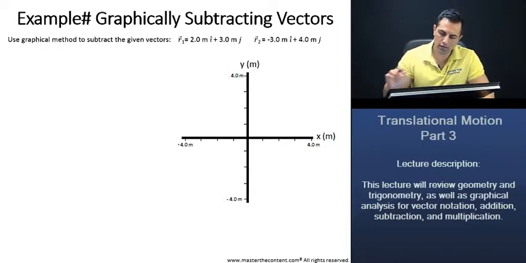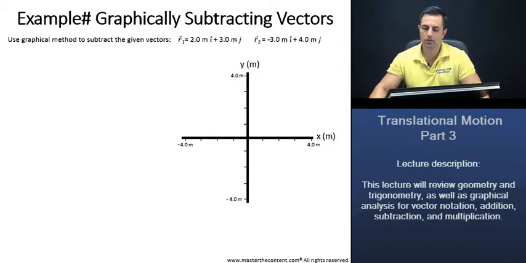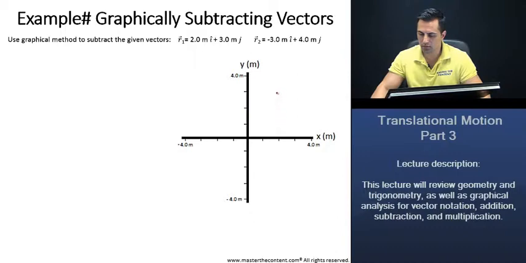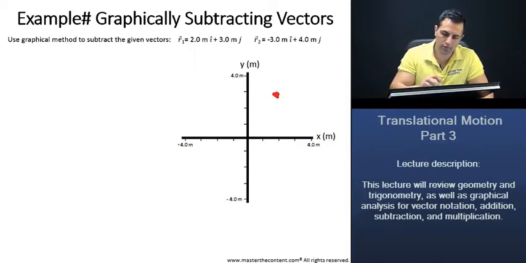So we see here that our first vector, remember how we just demonstrated a few slides back how we read this? This is telling us 2 meters in the positive x direction, and then 3 meters in the positive y direction. So we see here 2 meters, and then 1, 2, 3 meters. As such, that's going to give us the vector right there. Wonderful.